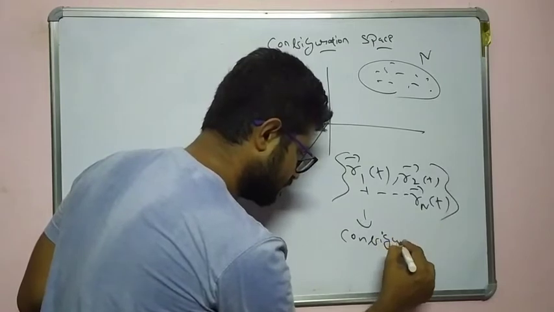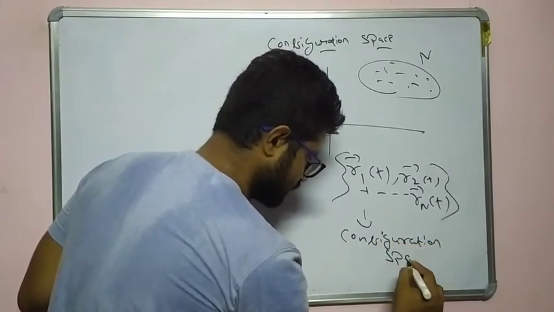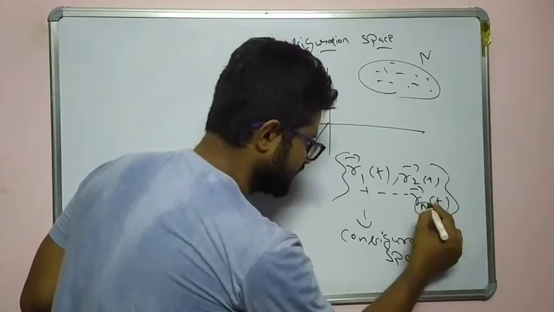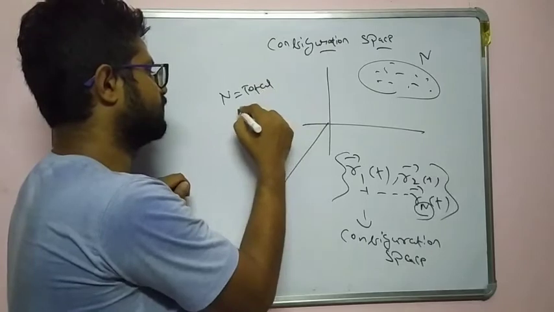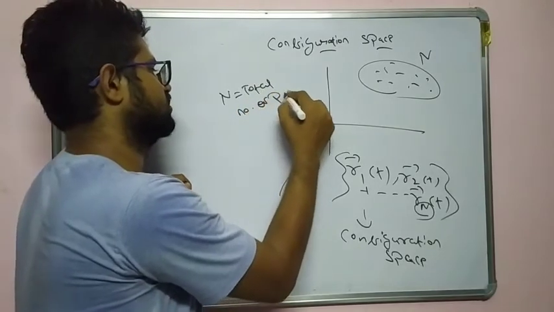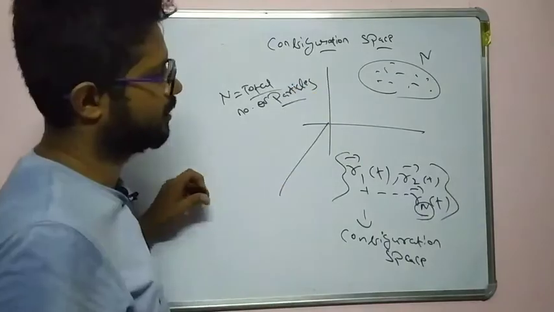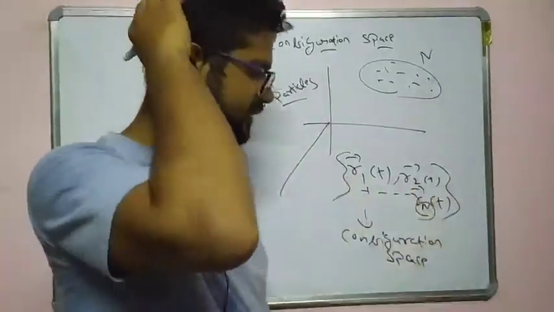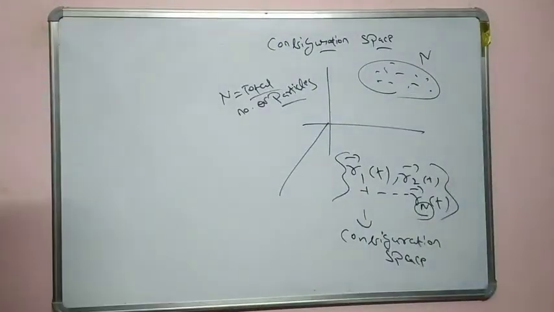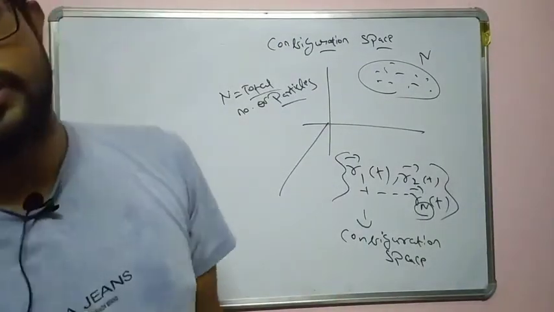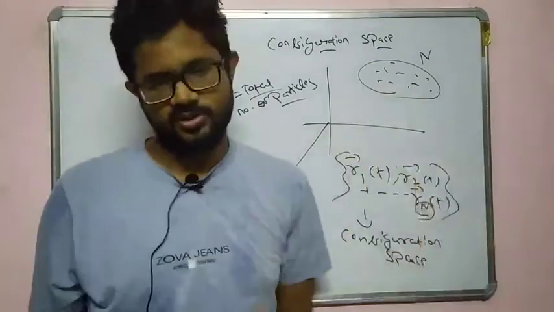First of all, you have to understand that n is the total number of particles. Otherwise, it will be very difficult. So this set is nothing but the configuration space. In the next video, we will discuss degrees of freedom and we will recap the configuration space. Thank you.